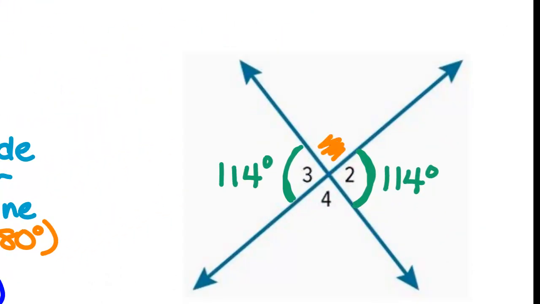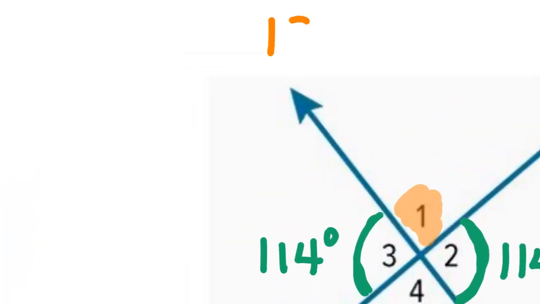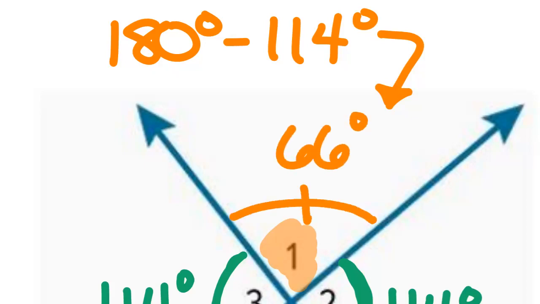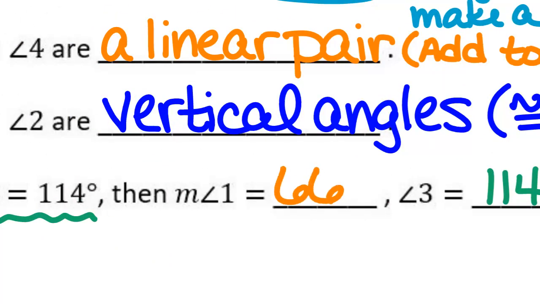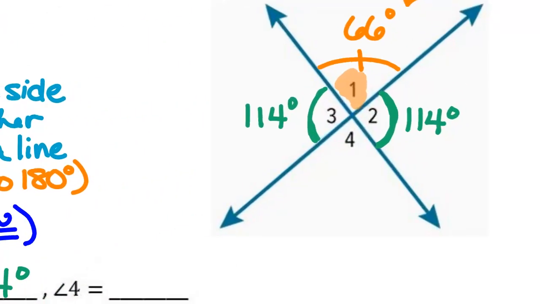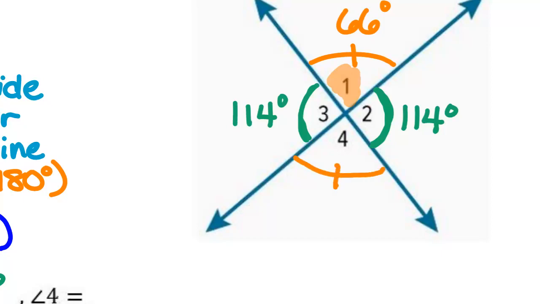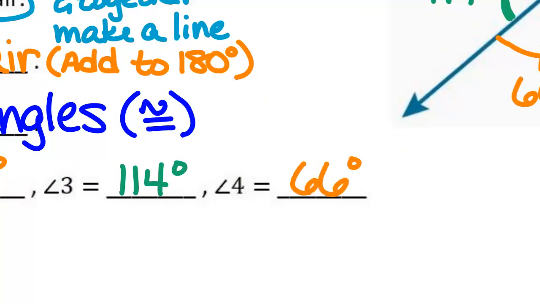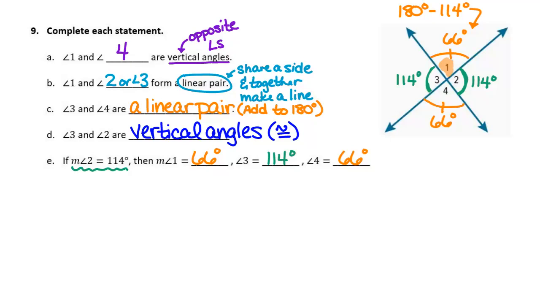So what could I do now to find angle number 1? Yes, we're going to do 180 minus 114, 66. So angle number 1 is 66 degrees. How big is angle number 4 then? Also 66 degrees, because that is a vertical angle with angle number 1. Nice job.